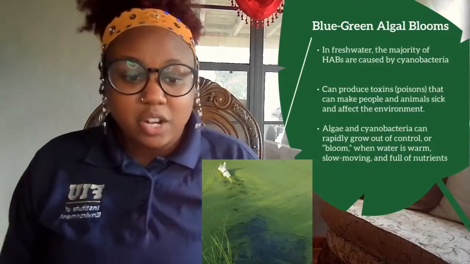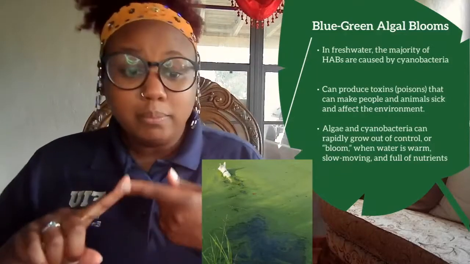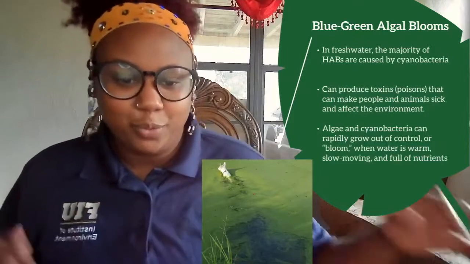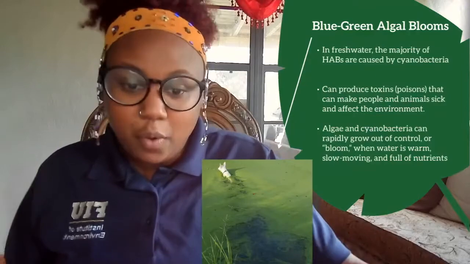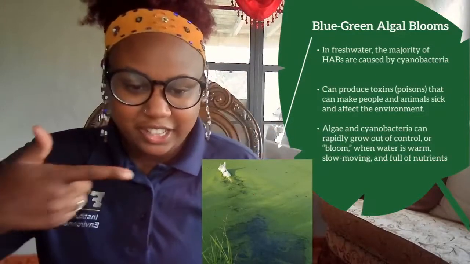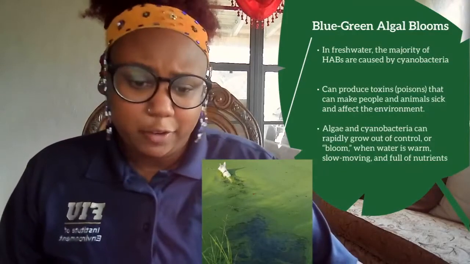Algae and cyanobacteria can rapidly grow out of control or bloom when water is warm, slow moving, and full of nutrients. That's the perfect trifecta to have an algal bloom happen. In fact, sometimes it can literally happen overnight. There could be a body of water one day that's perfectly clean, and then the next day it could look something like this. And fun fact, I probably wouldn't have let my dog swim in that body of water.